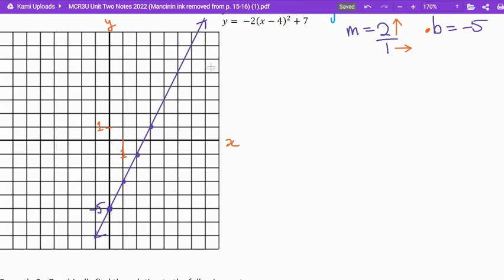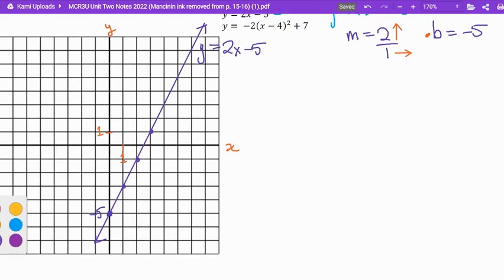And I love labeling functions: y equals 2x minus 5. If you want to use 2 colors, go for it. Colors I find are really helpful. Now we've got a parabola: y equals negative 2 times (x minus 4) squared plus 7.